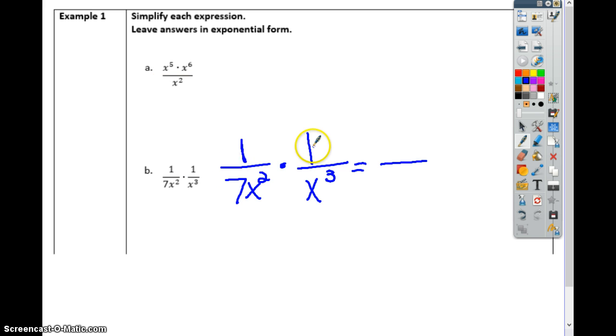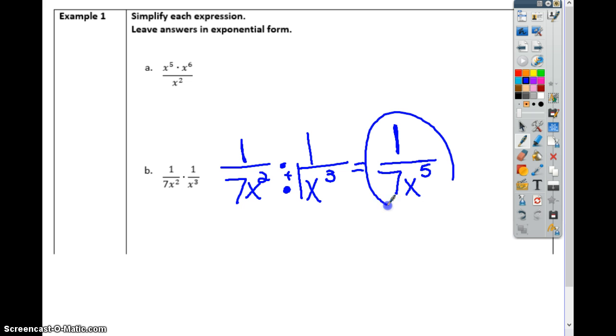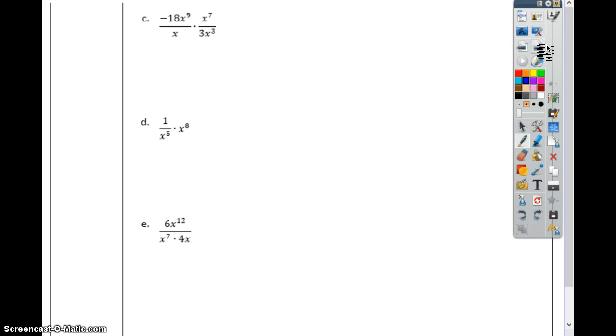What is 1 times 1? 1. We have a 1 on the top here. What is 7x squared times x cubed? We have assumed 1 here. 7 times 1 is? 7. How many x's? Because we're multiplying, we're adding the exponents. 2 plus 3 is? 7x to the 5th power. Can I simplify that anymore? Can I make it just 7x to the 5th power? No, because the 1 is your numerator, not your denominator, so right here's your whole answer. Can't be simplified anymore. All right?